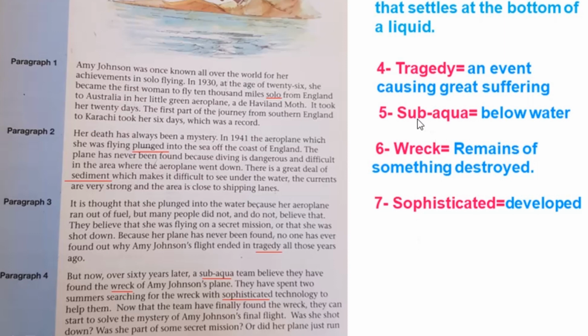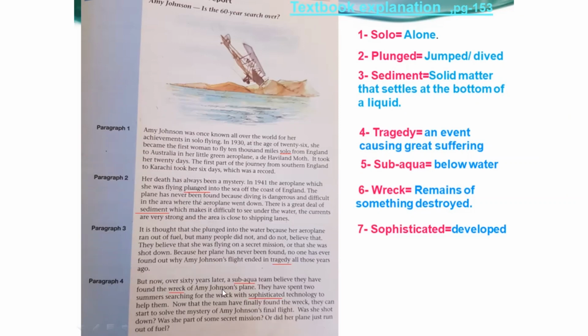Okay, so students, underline sub-aqua and write below water. Sub-aqua team believes they have found the wreck. Underline wreck and write the meanings of wreck: remains of something destroyed or ruins. Okay, wreck of Amy Johnson's plane. They have spent 2 summers. Once in 1 year there is 1 summer for sure, and 2 summers means 2 years. Okay, they kept on searching for 2 years. Summers searching for the wreck with sophisticated technology to help them.